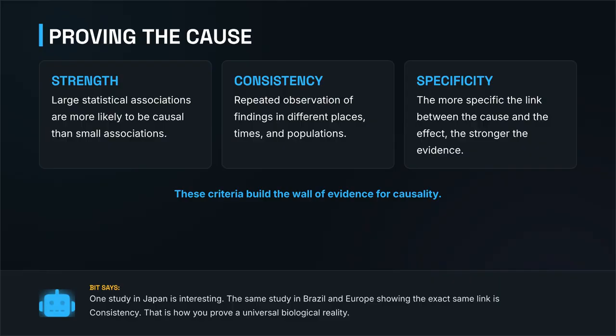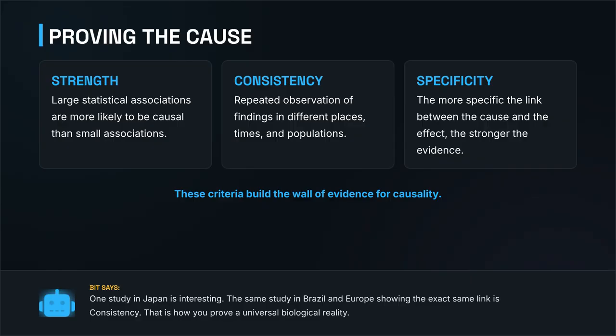Proving the cause requires strict adherence to specific scientific criteria. These criteria build the massive wall of evidence required for establishing causality. Bit says one study in Japan is interesting. The exact same study in Brazil and Europe showing the exact same link is consistency. That is exactly how you prove a universal biological reality. Strength means large statistical associations are significantly more likely to be causal than small associations. Consistency means repeated observation of findings in different places, times, and populations. Specificity means the more specific the link between the cause and the effect, the stronger the evidence.